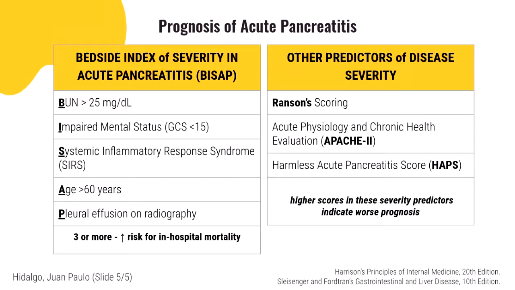Other severity scoring systems include Ranson scoring, which is the most commonly used predictors of disease severity. And this test is usually done during the first 48 hours. Other tests include your acute physiology and chronic health evaluation or APACHE and your harmless acute pancreatitis score or HAPS, which could be done early on admission, and the HAPS has an accuracy over 90% and triages most patients away from the intensive care.